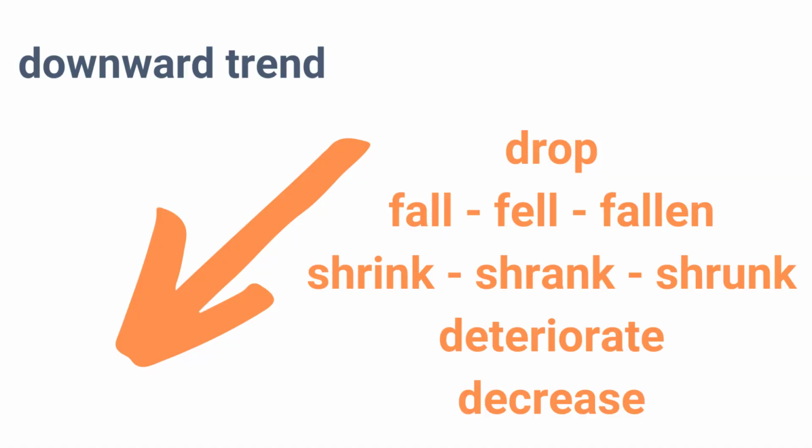Now let's move on to a general downward trend. And the 5 expressions I have here are drop, and then a couple of irregular verbs, fall, fell, fallen, shrink, shrank, shrunk, deteriorate, decrease. I sometimes, in my head, think downward trends can be easy to remember because they often do start with these D words. So drop, deteriorate, decrease. Now deteriorate, if you're not sure of the meaning of deteriorate, it means basically to get worse.